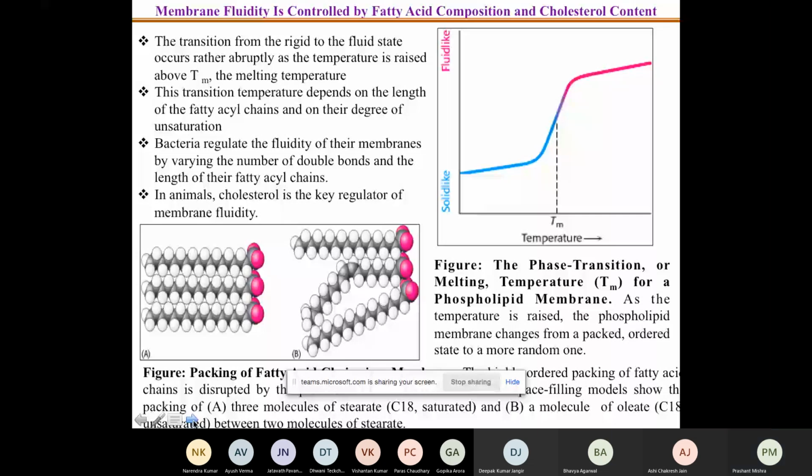Am I clear? Yes, sir. Okay, so let us move on to membrane fluidity. How is it controlled? Normally, the fluidity which we are talking about can be controlled by the fatty acid and cholesterol. So this is the statement which I am giving. Now you tell me, other than fatty acid or cholesterol, if I want to maintain the fluidity of the membrane, what else we can do?